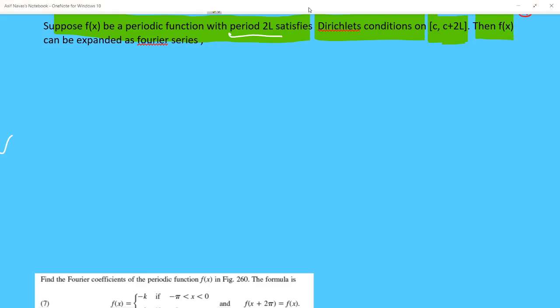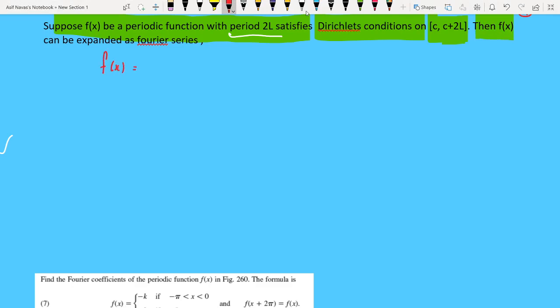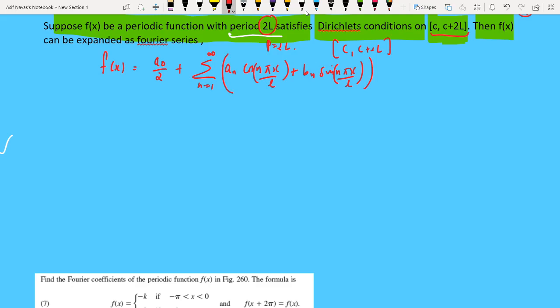Then f of x can be expressed as a Fourier series of the form, you note it down: f of x equals a naught by 2, where our interval is c to c plus 2L and our period is P equal to 2L, plus the sum from n equal to 1 to infinity of a n cos n pi x by L plus b n sin n pi x by L. So this series is called the Fourier series.